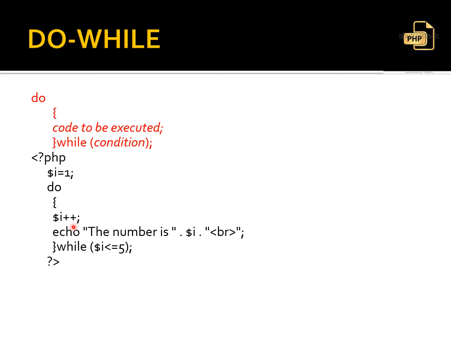$i plus plus means we are trying to increment the value of $i. Echo, the number is $i. So whatever the initial value is, that will be printed. Then what happens here is, while exiting from the corresponding loop, it will check the condition where the value of $i is less than 5. If so, the next iteration will happen.